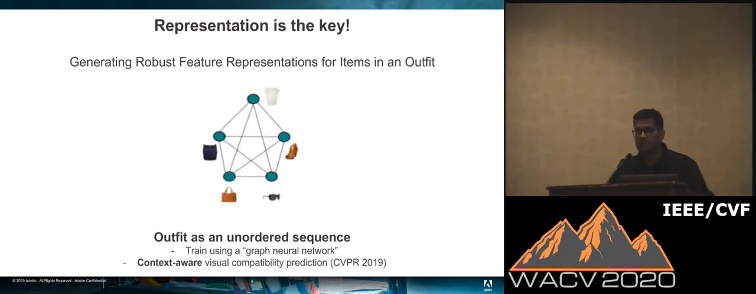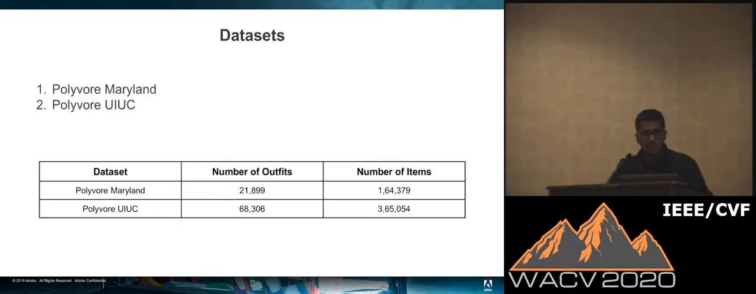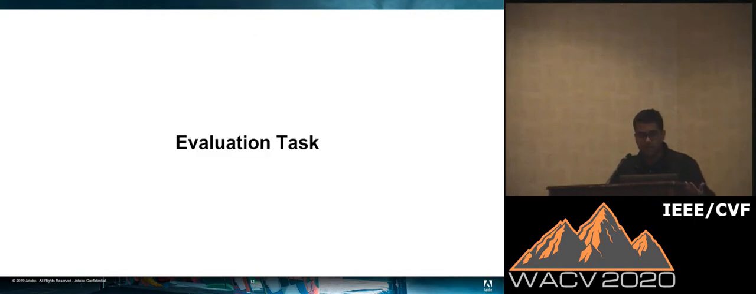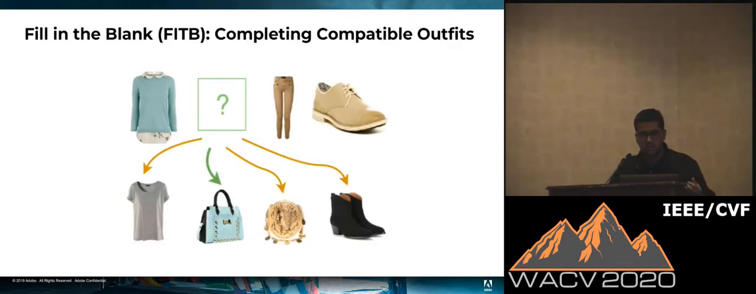The recent state of the art models an outfit as an unordered sequence and uses graph neural networks to learn item representations that are conditioned on the item context. Results are reported on the Polyvore, Maryland, and UIUC datasets, and evaluation is done using the fill-in-the-blank task. The FITB task takes as input an incomplete outfit and a set of candidate options, with the objective to select the best candidate to complete the outfit.